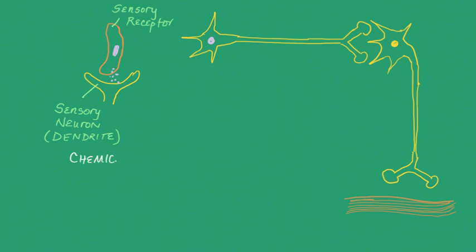A synapse is a junction between two electrically excitable cells where information is passed between them, usually via a chemical messenger. So here we have a synapse between a sensory receptor and a sensory neuron. Notice that there is a gap between these two cells, and that gap must be bridged by a chemical. This chemical is made by the presynaptic cell and it's sent to the postsynaptic cell. And the type of transmission that occurs here is a chemical transmission and not an electrical transmission.